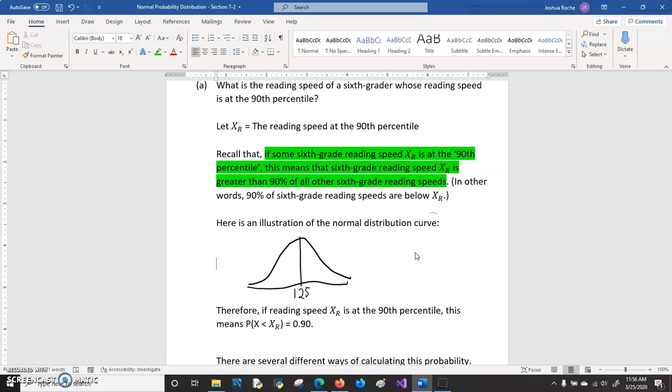Remember that the x-axis of our curve represents different reading speeds. And XR is a reading speed. We don't know yet what XR is exactly, but we do know that it's at the 90th percentile, which means that 90% of all other reading speeds are below it. In other words, the area to the left of XR is 0.90.